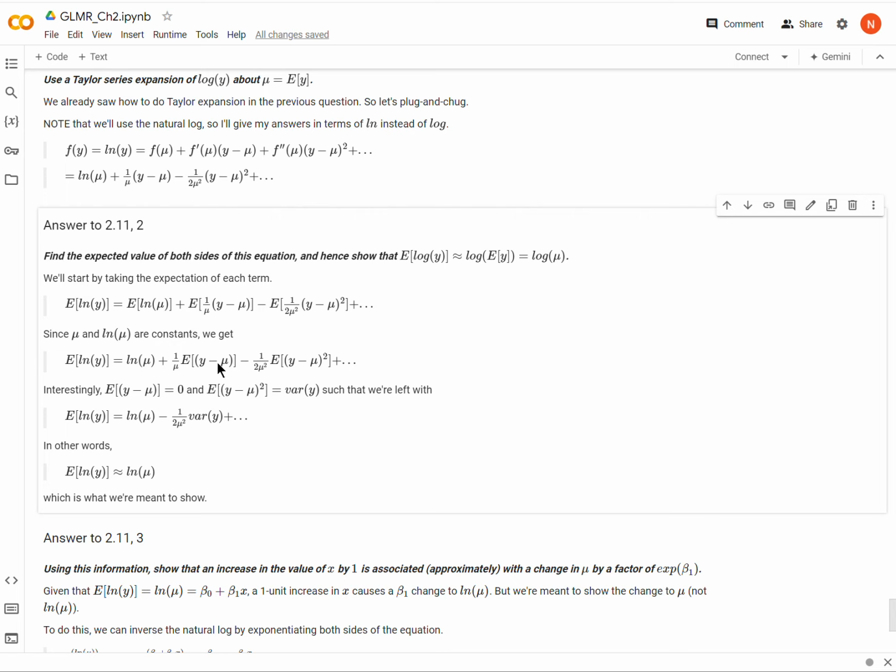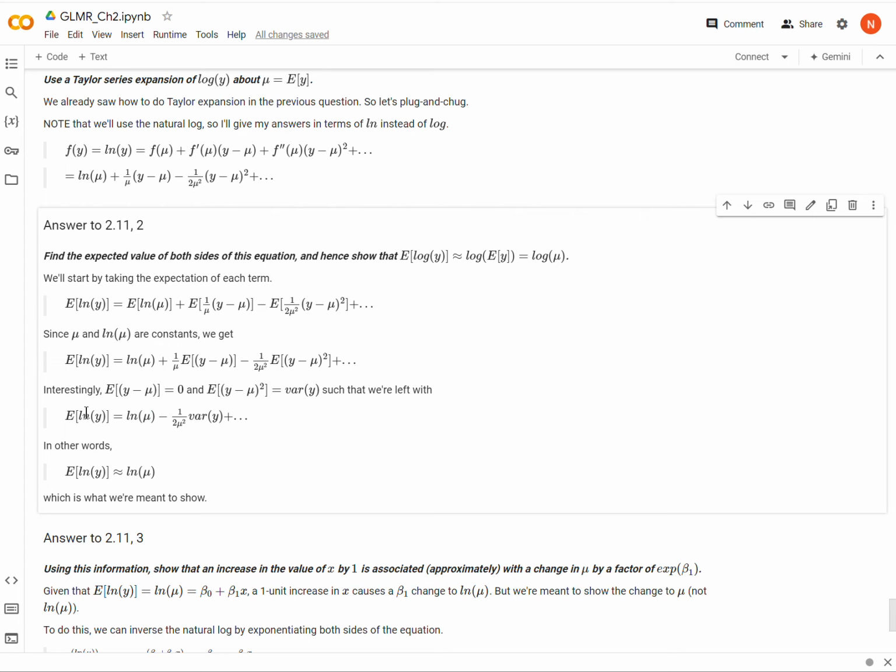Okay. So we can continue to simplify this. Here the expectation of y minus mu is 0, right? I mean, that's really the definition of mu. And then the expectation of y minus mu squared, well, that's actually the variance. So this is actually just the variance of y. After all of that, this term drops out. This becomes the variance of y, and so this could be simplified to this guy right here.